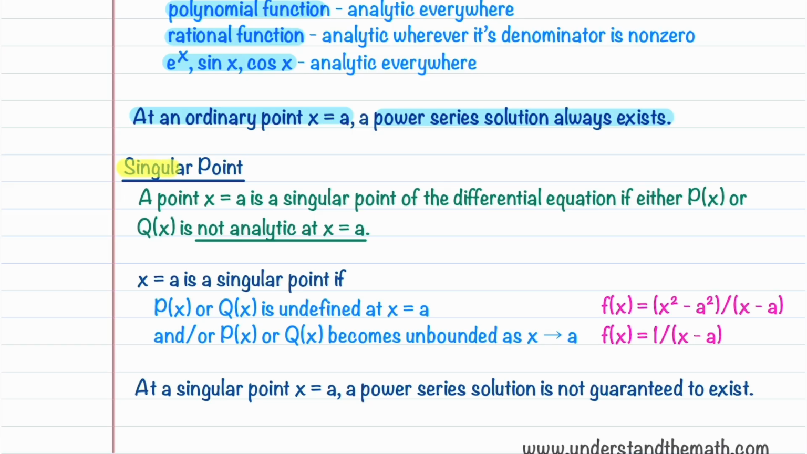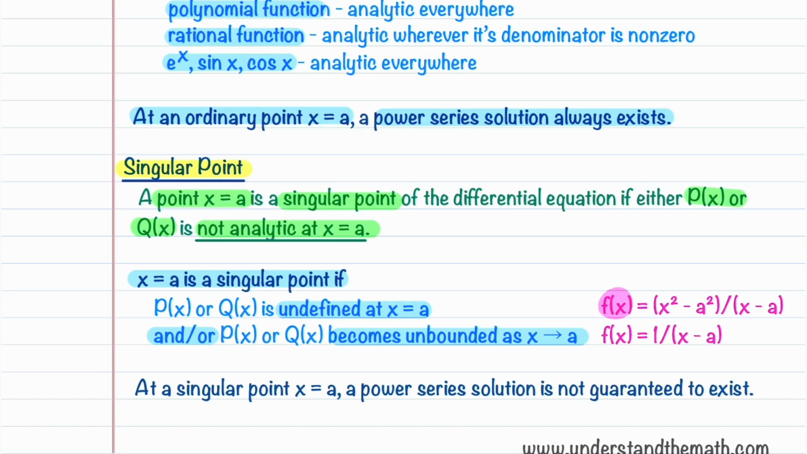Now let's talk about a singular point. A point x is equal to a is a singular point of the differential equation if either p of x or q of x is not analytic at x is equal to a. In particular, x is equal to a is a singular point if p of x or q of x is undefined at x is equal to a and/or p of x or q of x becomes unbounded as x approaches a. To help us understand this better, I've written down two functions.